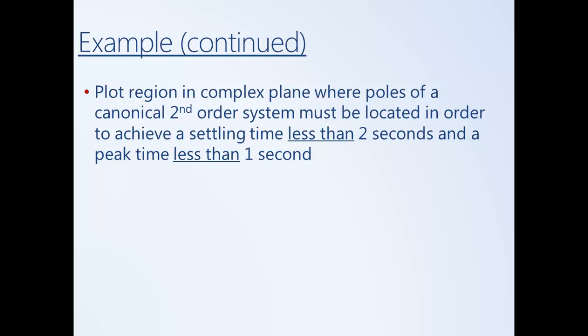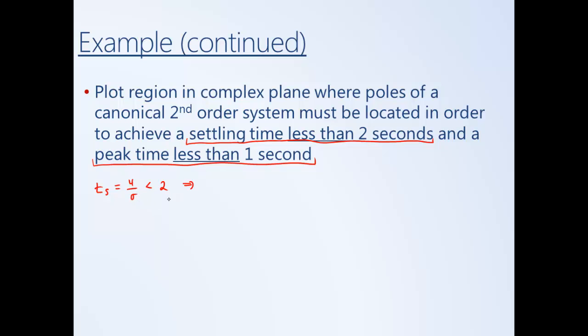So in order to examine this concept, let's try and plot the region in the complex plane where the poles of a canonical second order system must be located in order to achieve a settling time not equal to 2 seconds, but less than 2 seconds, and a peak time not equal to 1 second, but less than 1 second. So using the same relationships, settling time is 4 divided by sigma. We want it to be less than 2.